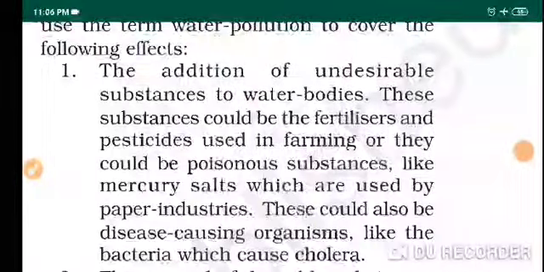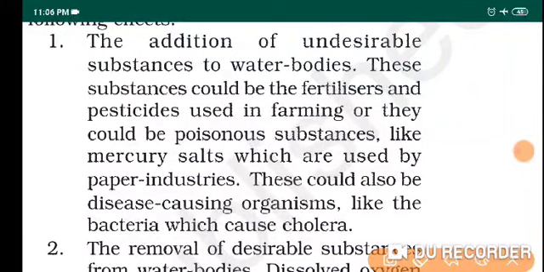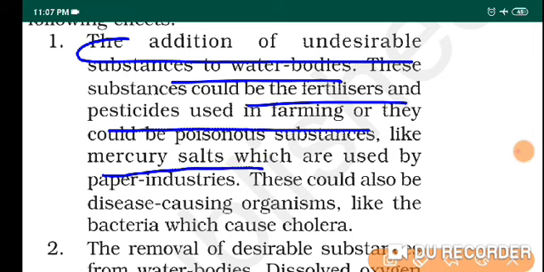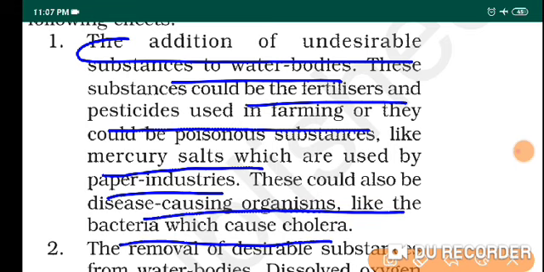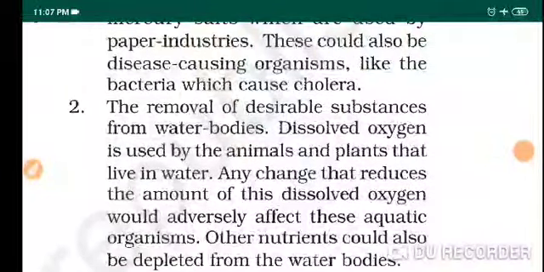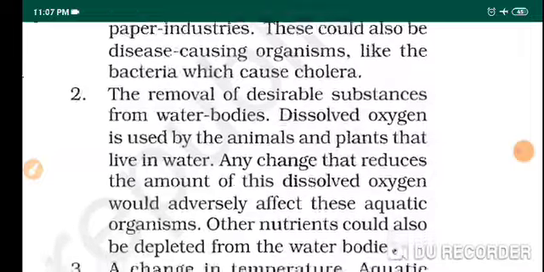First is the addition of undesirable substances to water bodies, that is called water pollution. Okay, so how are these substances added? That is one I told you, fertilizers and pesticides, those are harmful substances. Along with that, mercury salts which are used by the industries can all end up finally in the water, and water can also have disease causing organisms like bacteria which will cause cholera. So in this way, water which is polluted by any of these means can be harmful to human life.